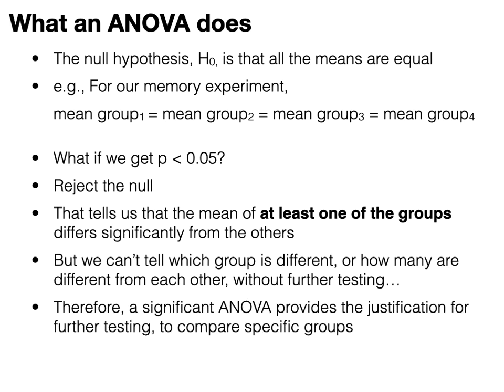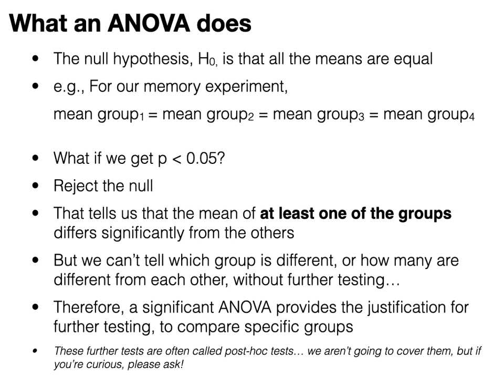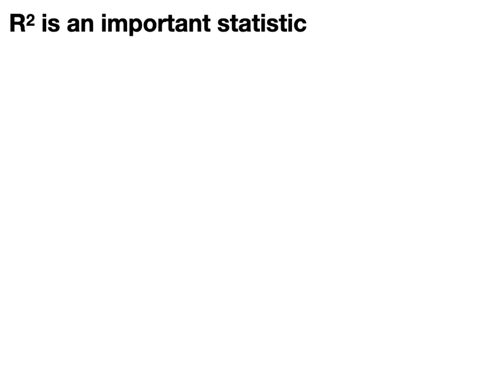So when people use this kind of test, obtaining a statistically significant ANOVA in the first case gives us justification for further testing to compare specific groups. We're not going to get into that in this course, but when you do further tests comparing pairwise comparisons of these groups, that's often called post hoc tests. If you're curious, you can ask me about them, but we won't cover that in the class.